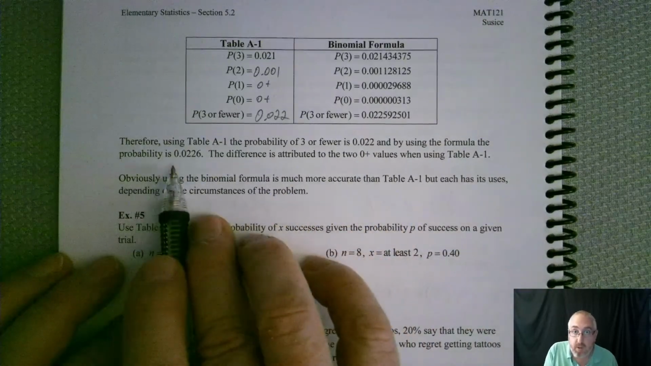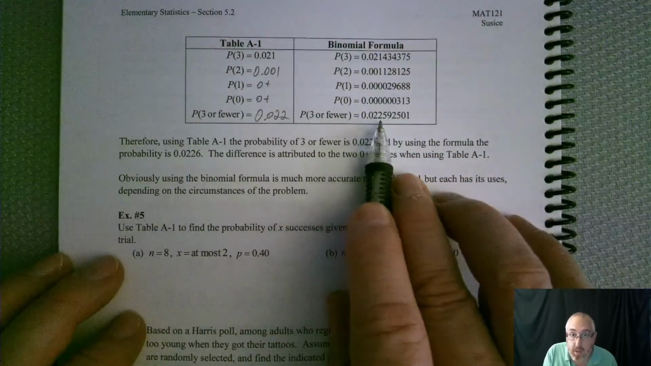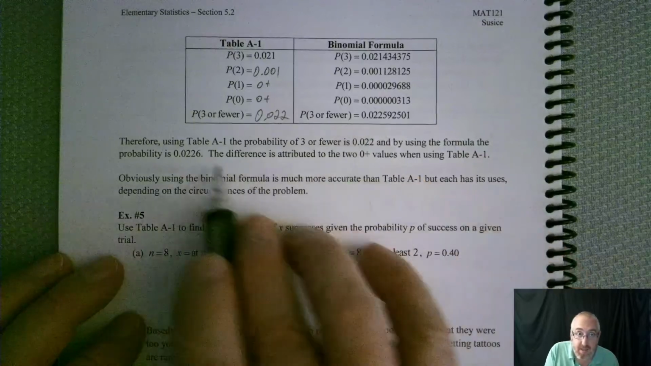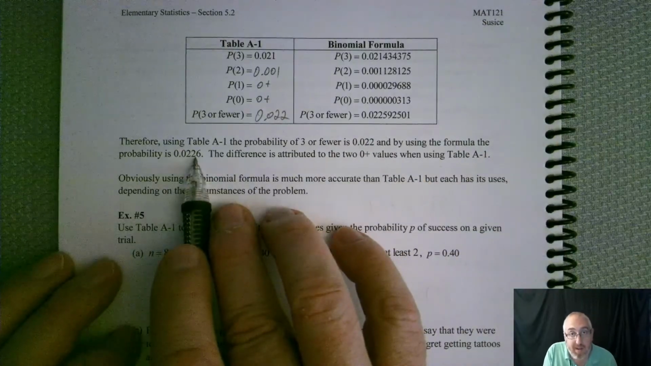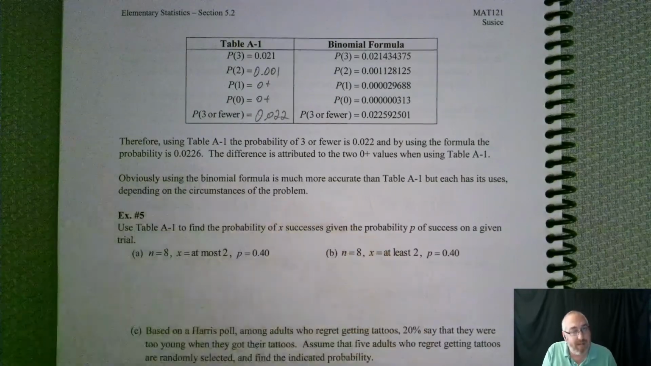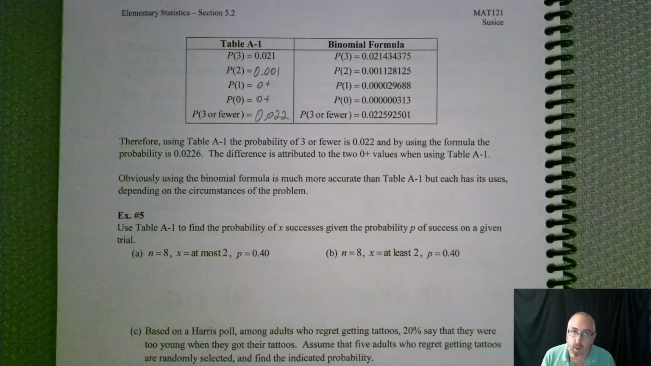But if we use all of these decimals and everything else, we can see that it's going to be 0.0226. Now, if we round that to 3 places, we would get 0.023. So there is a slight discrepancy between the table and the formula. Not a huge deal to worry about overall, but just something to keep in mind.